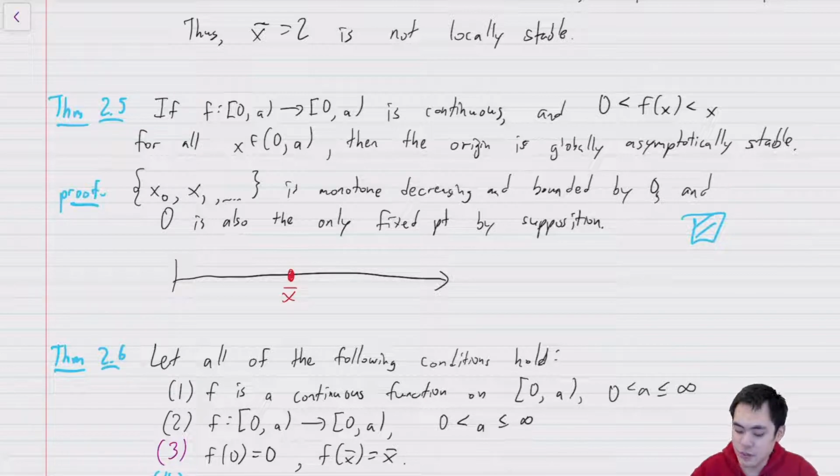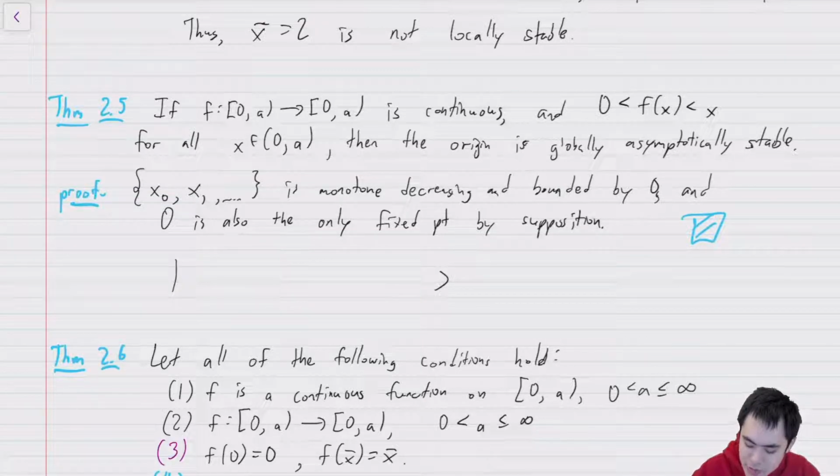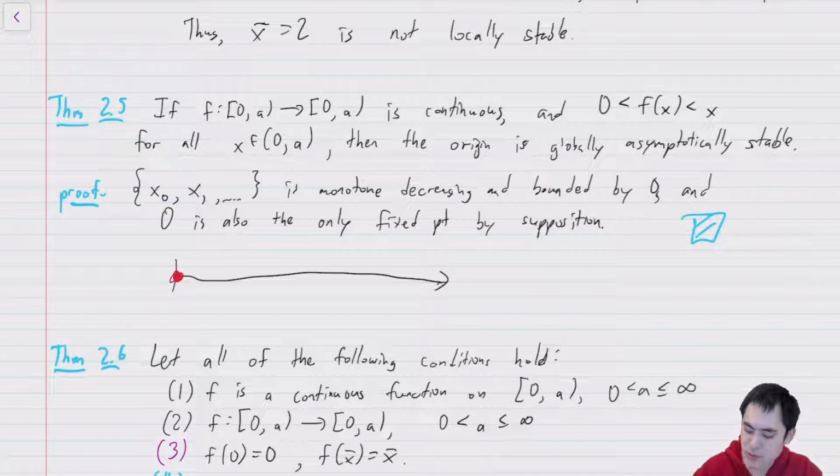Actually, no, we don't even have an x bar here. I don't know why I drew that. X bar here is equal to 0. So we have our 0 here. And then wherever we start, let's suppose this is x naught. Well, f of x is less than x, so it's going to have to go smaller. And it might be a small step, or it might be a big step, but no matter what it is, it's always going to be smaller.